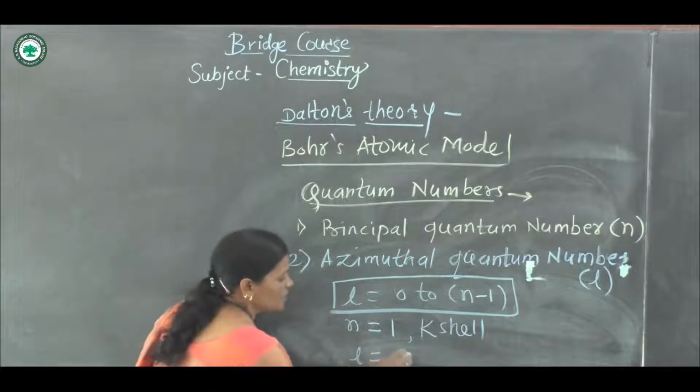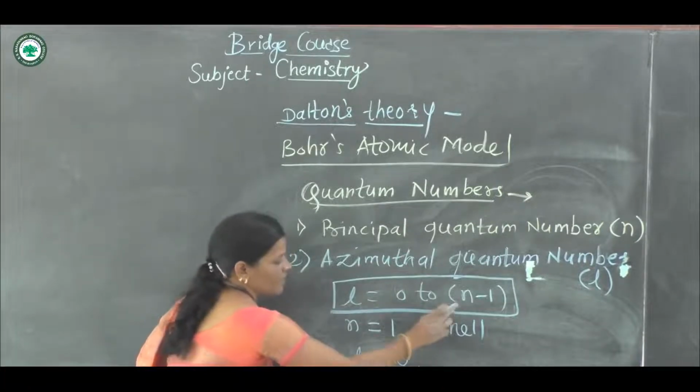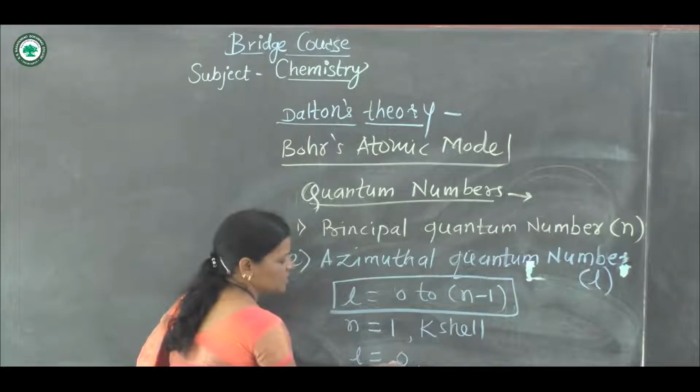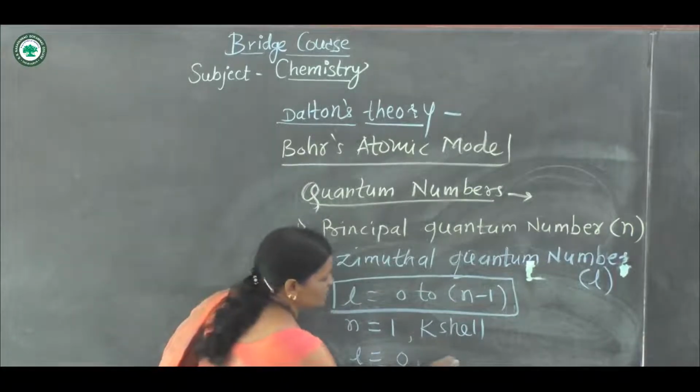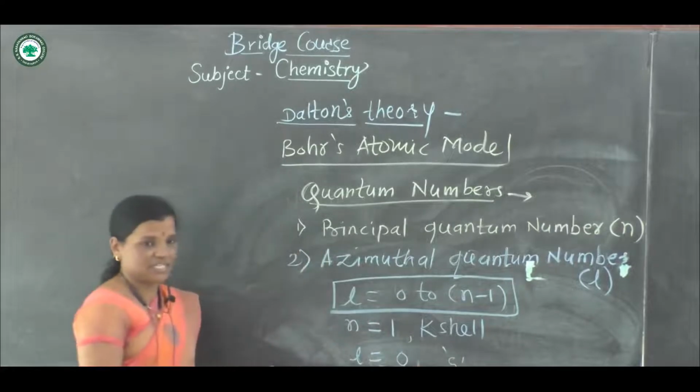What are the values of l? n minus 1, 1 minus 1 is 0. So l is equal to 0. So which subshell is present? The s subshell is present.